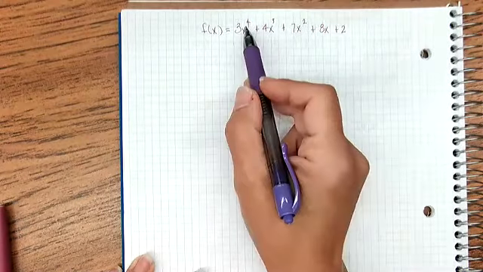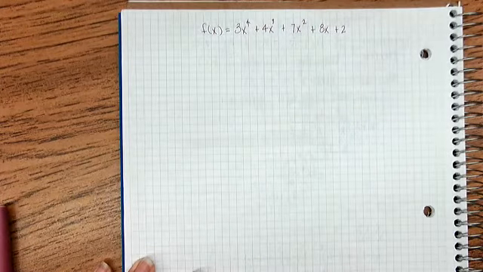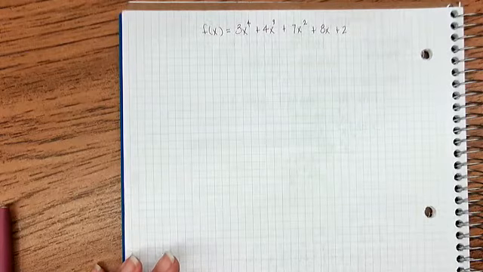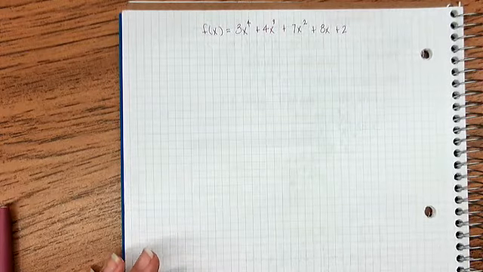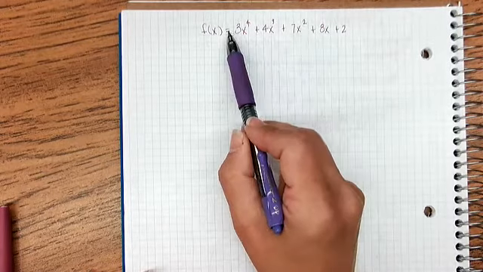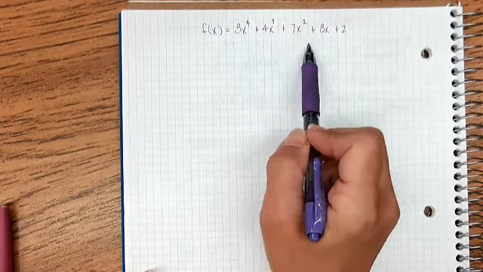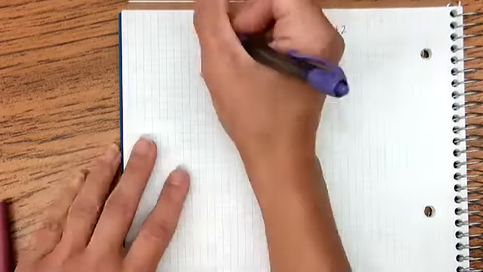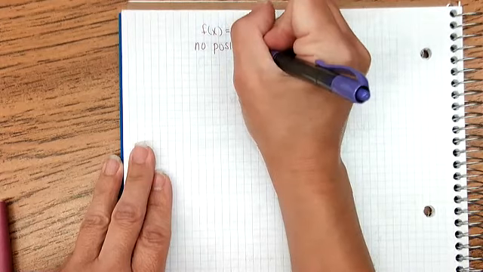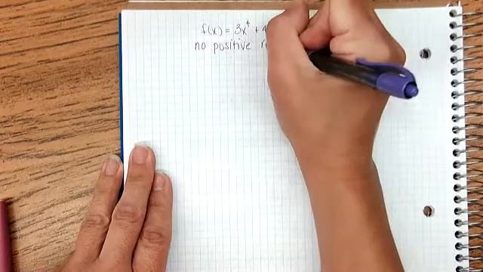We have at most 4 real answers. Let's look at our Descartes. This is so helpful. There are no sign changes: positive 3, positive 4, positive 7, positive 8, positive 2. This has no positive real solutions. That's going to save you so much time with P over Q.